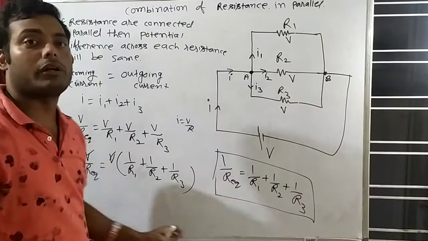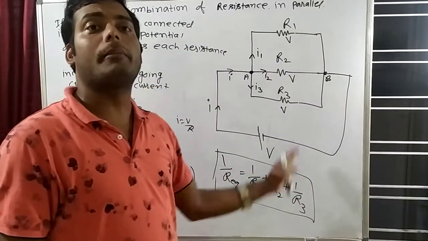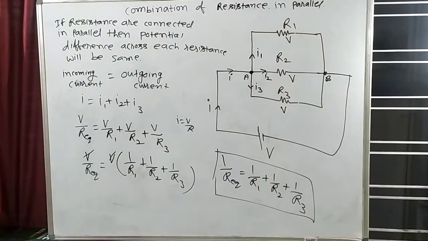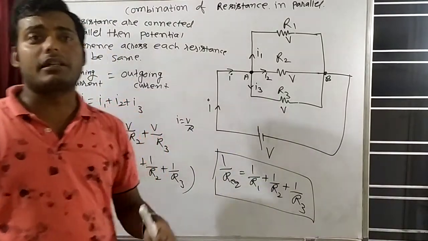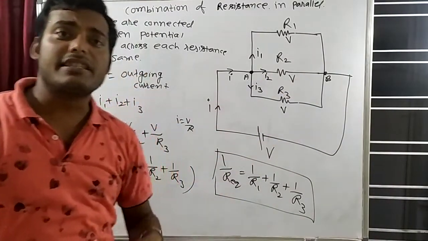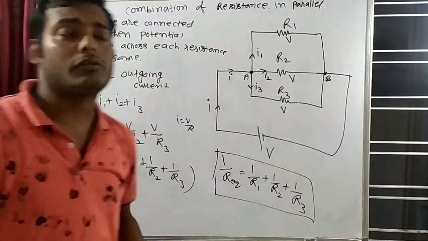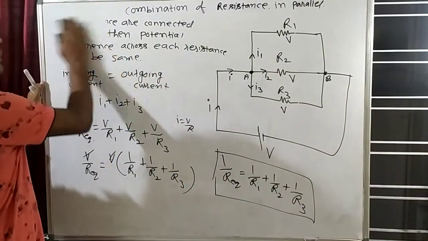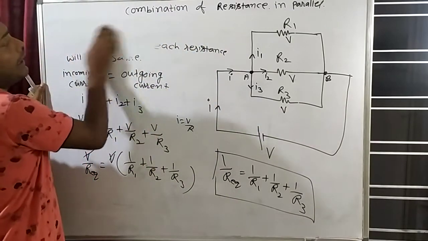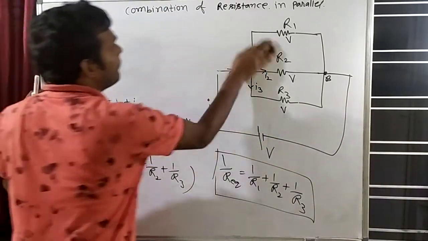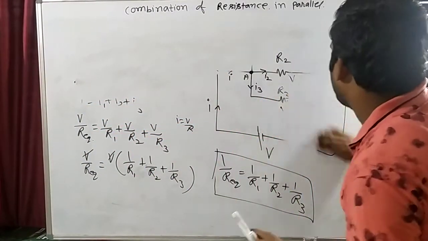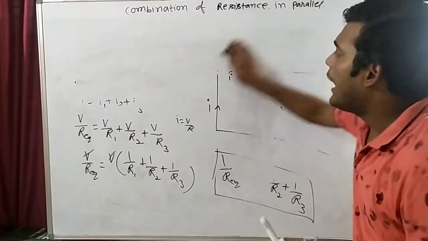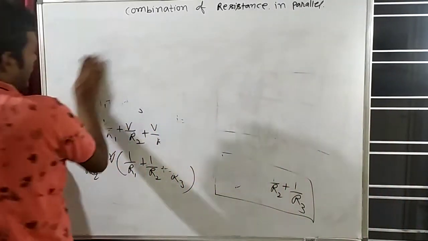If there are 4 resistances, what will be the formula? 1 by R equivalent is equal to 1 by R1 plus 1 by R2 plus 1 by R3 plus 1 by R4. Like that. This derivation also comes in the examination: when we connect resistances in series, what will be the formula? R equivalent equals R1 plus R2 plus R3. Or when we connect in parallel, the formula will be 1 by R equivalent is equal to 1 by R1 plus 1 by R2 plus 1 by R3. And then they will ask you to derive this equation. Clear? So we can derive it easily.